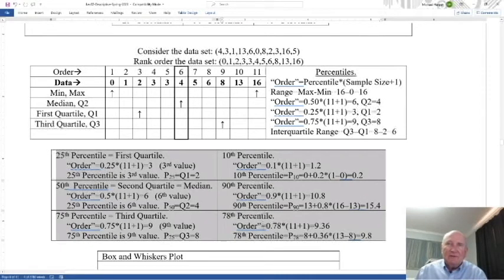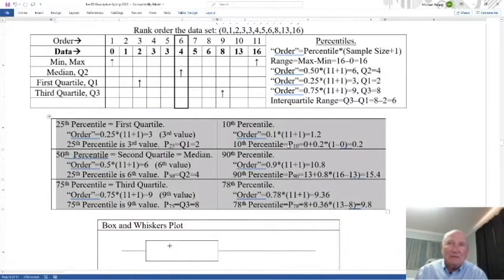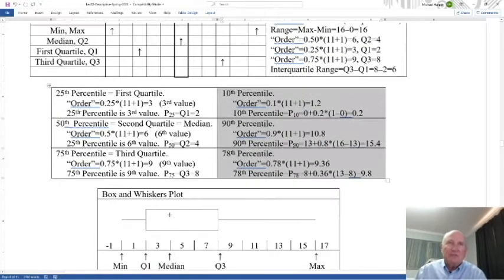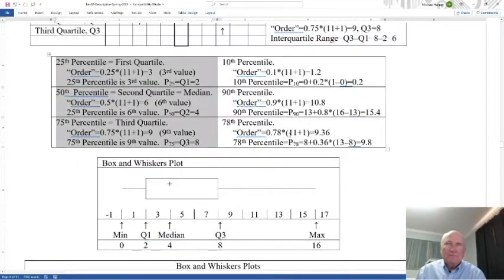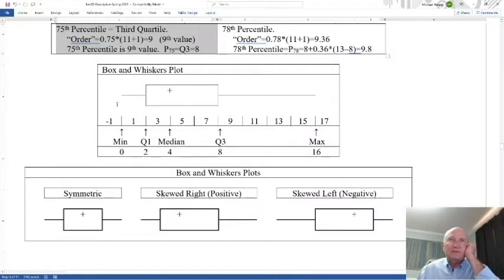So given the order here and these numbers, we can calculate any percentile we want. But we don't put it in the box and whiskers plot. The box and whiskers just gives you those three along with the max and min. So for this distribution here, my box and whiskers looks like this. So you can tell it's skewed right.